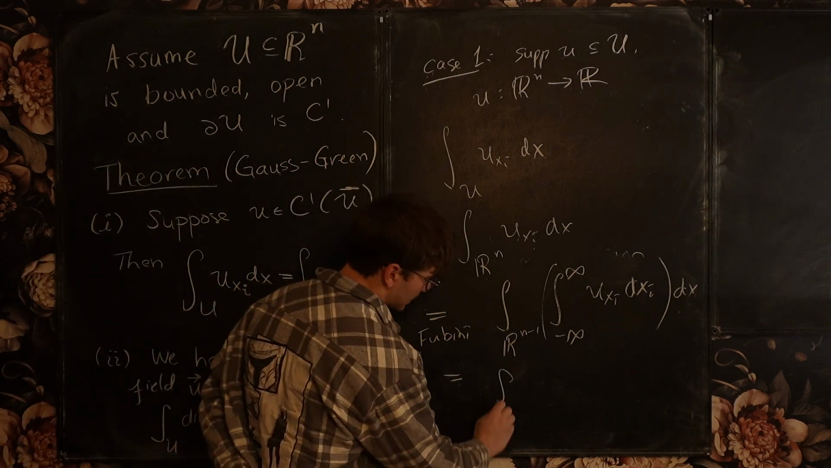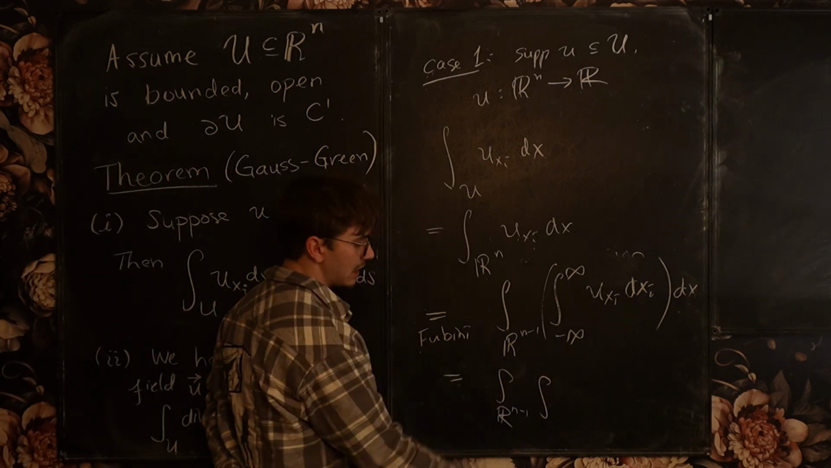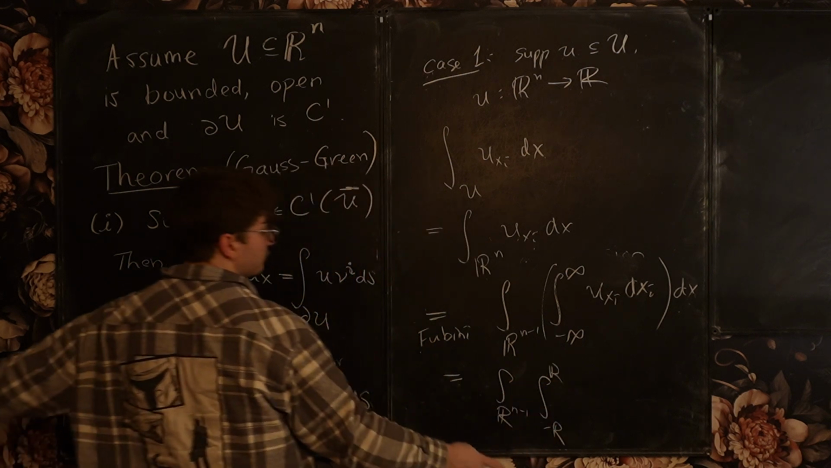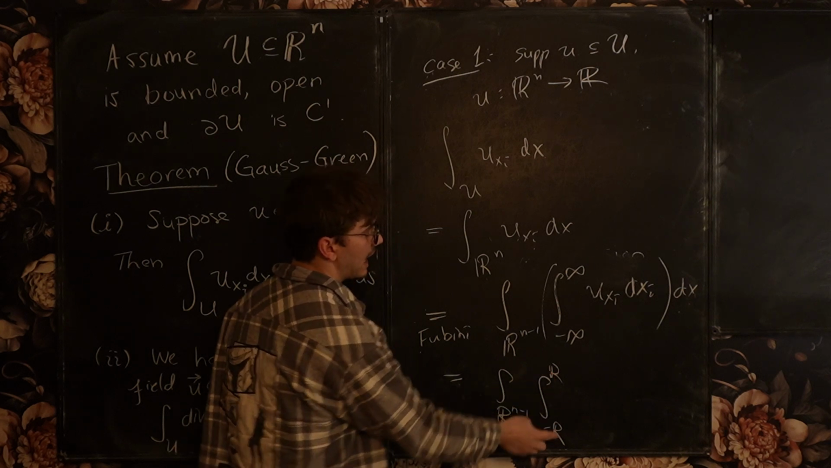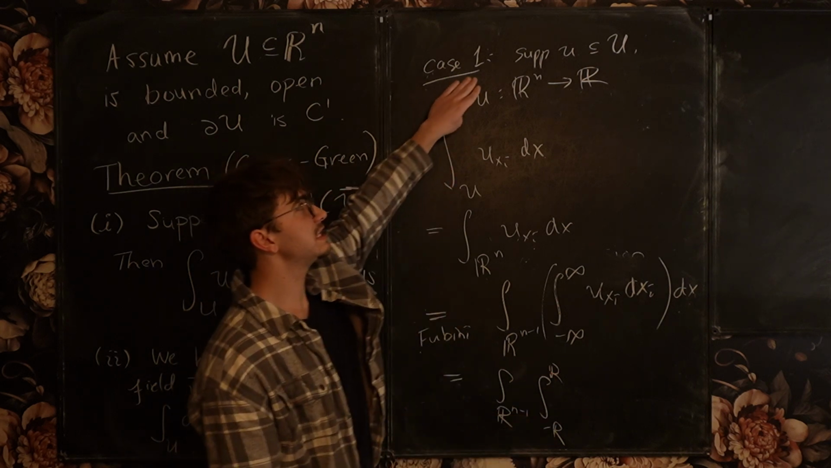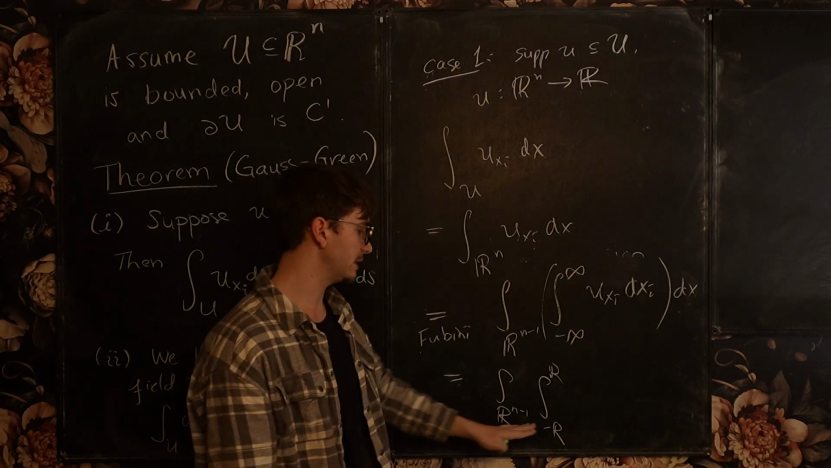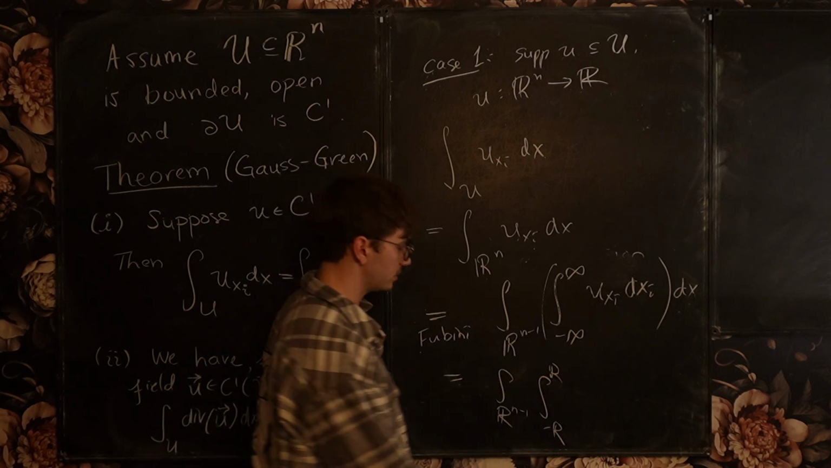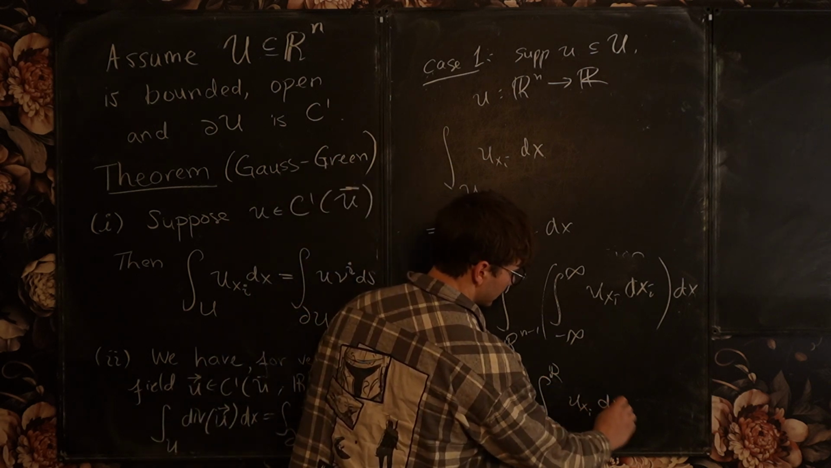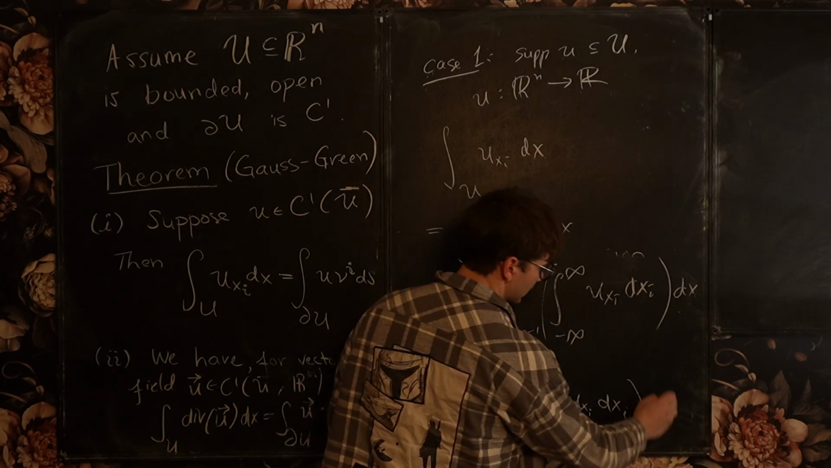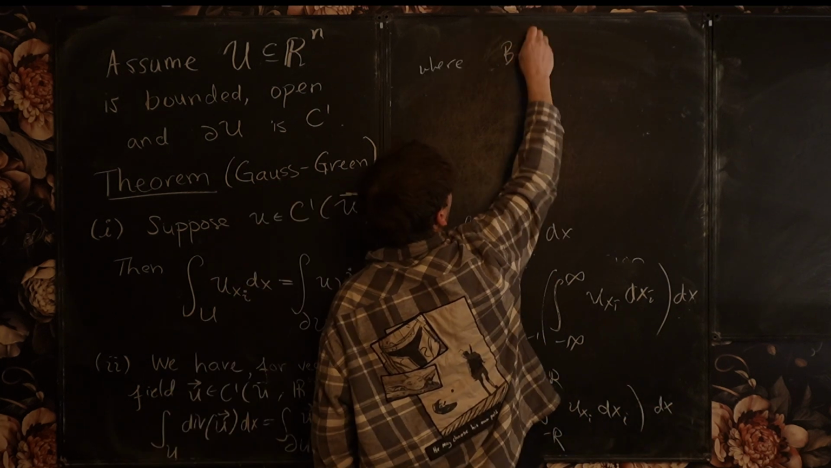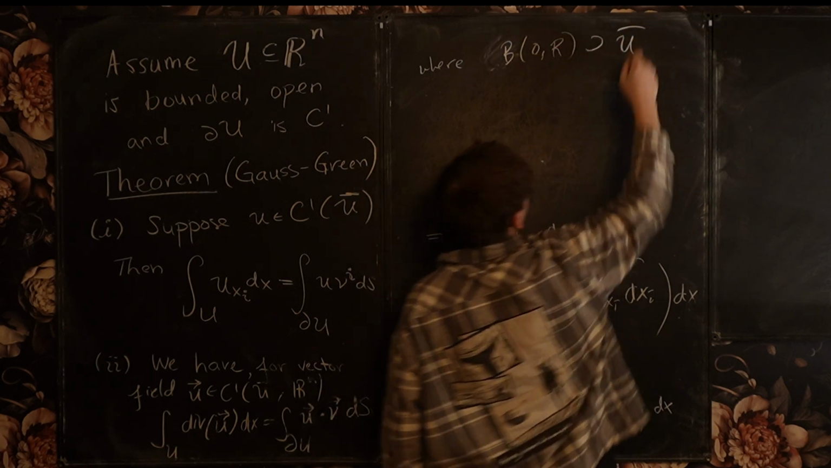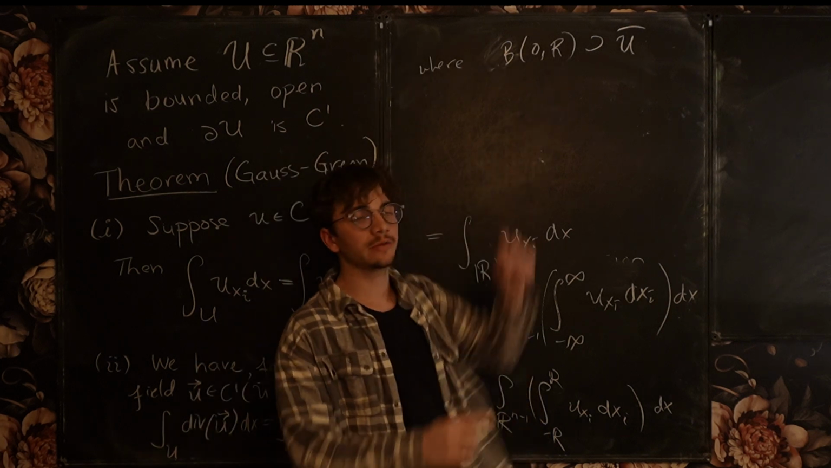Write this integral not as an infinite integral, but as a finite integral where R is chosen large enough. I'm going to choose my capital R large enough such that it exceeds the diameter of U. So essentially, I want u to be 0 at negative R and R. A ball of radius R centered at 0 is going to contain U closure. So basically I just pick R to be really, really big.